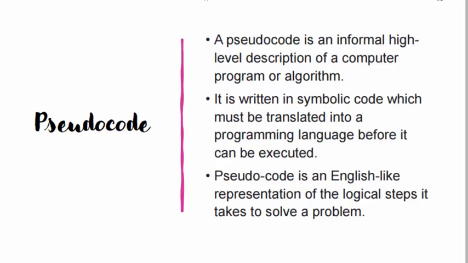A pseudocode is an informal high-level description of a computer program or algorithm. It is written in symbolic code which must be translated into a programming language before it can be executed. Pseudocode is an English-like representation of the logical steps it takes to solve a problem.